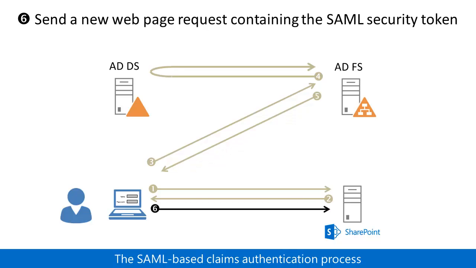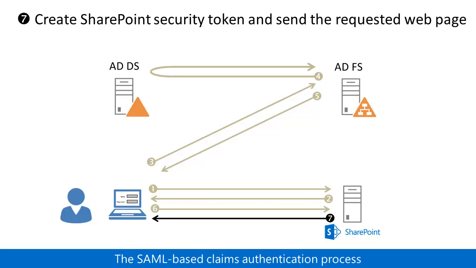The client computer sends a new request for the web page. This time it includes the SAML security token that it received from the ADFS server. The security token service on the SharePoint server then creates a claims-based security token and stores it with the distributed cache service on the SharePoint farm. Claims in the security token are based on the claims in the SAML security token from the ADFS server.